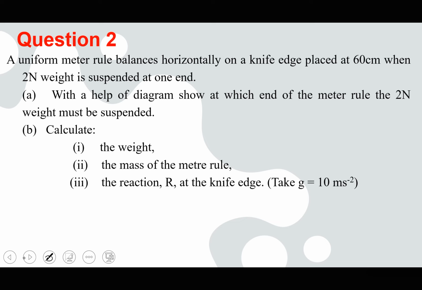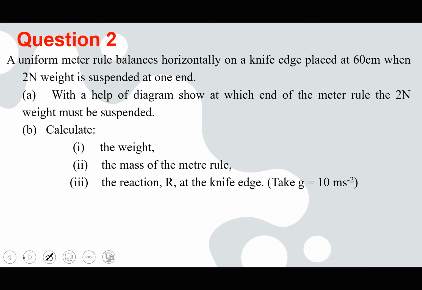With the help of a diagram, show at which end of the meter rule the 2 Newton weight must be suspended. Because it's a uniform meter rule, its weight must be at the midpoint. The balance is on a knife edge at the 60 centimeter mark when a 2 Newton weight is suspended at one end.